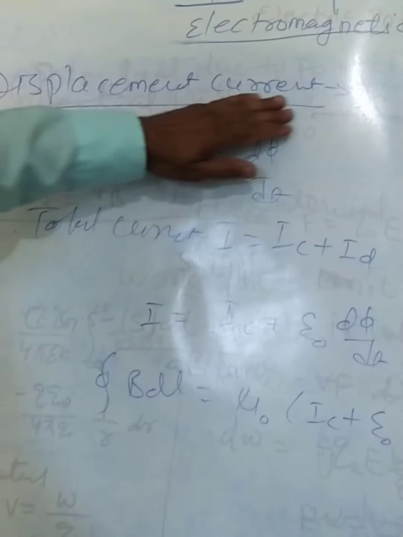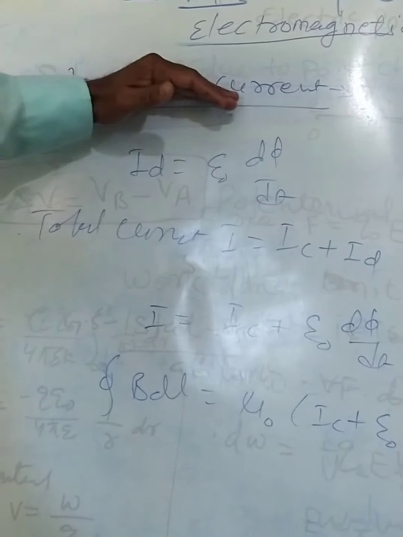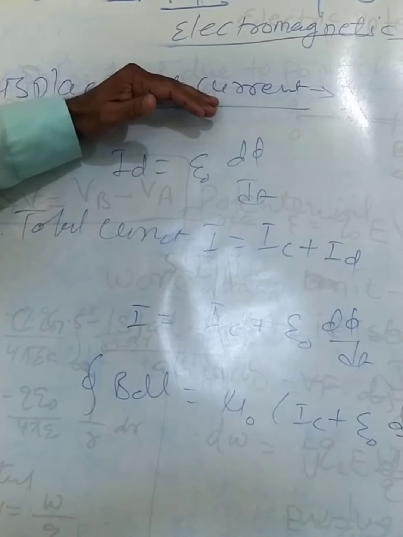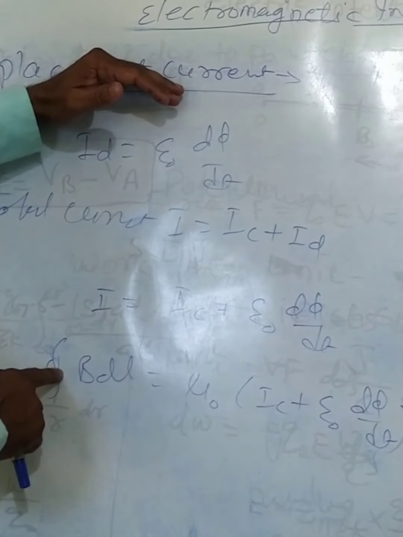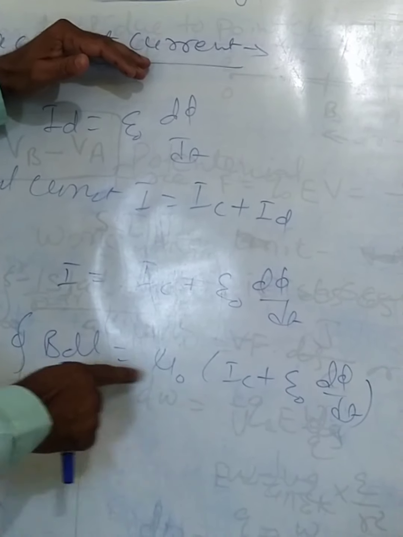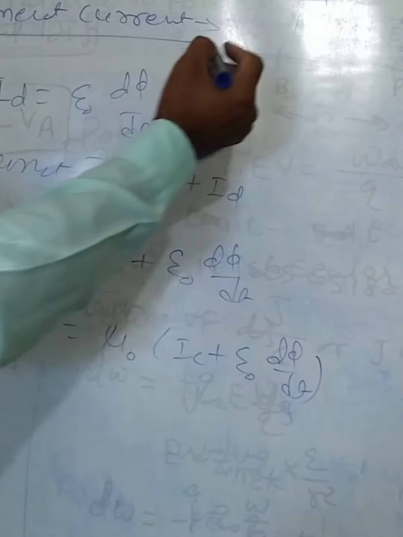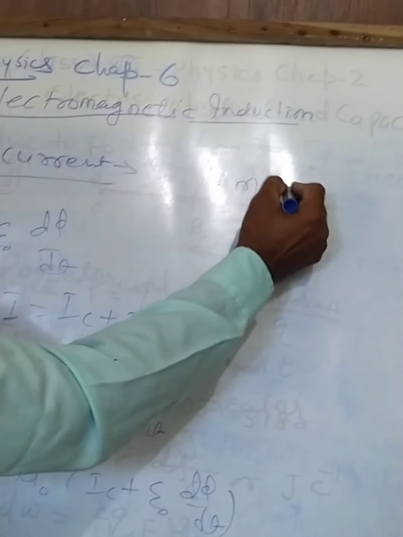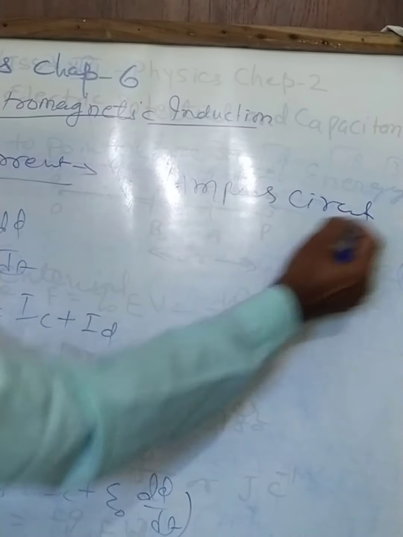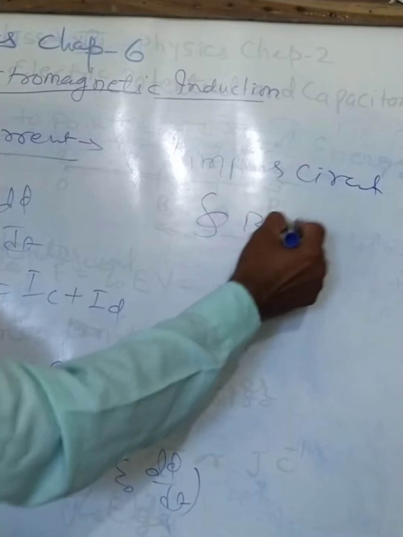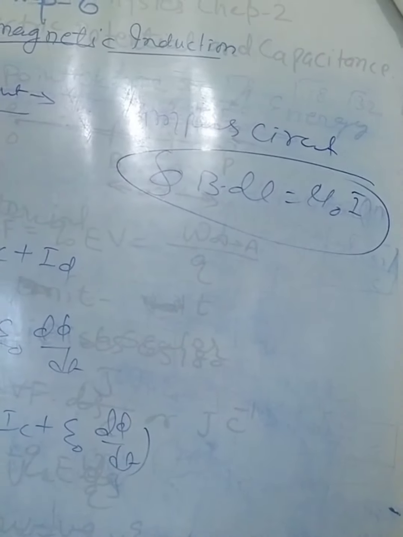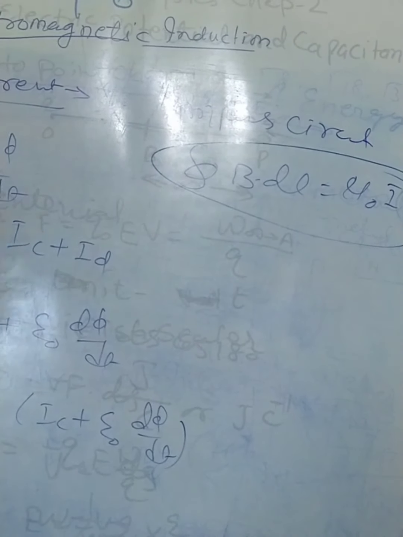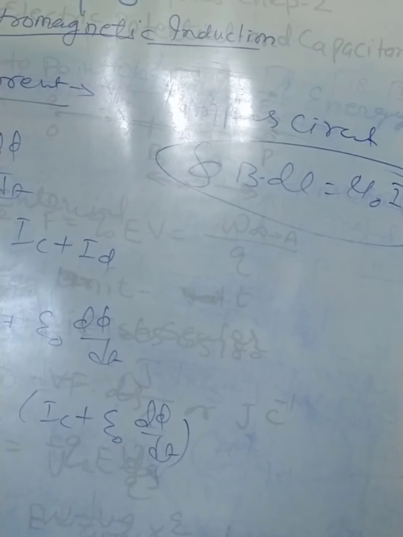Now here we will talk about the displacement current. First we will go to the previous law, that is Ampere's law: the integral of magnetic field B dot dl is equal to mu naught N I. This is Ampere's circuital law, integral B dl is equal to mu naught I. This we have done in the magnetic part. Now the modified Ampere's law.